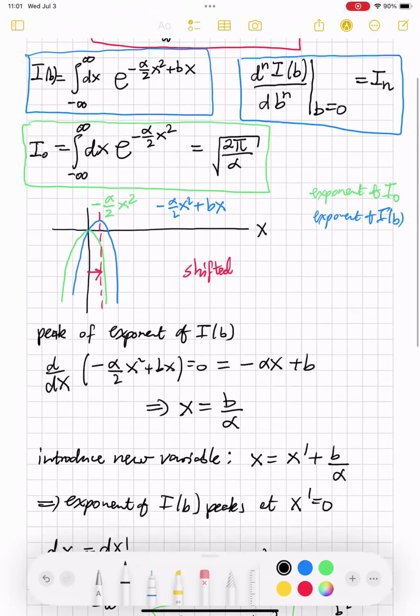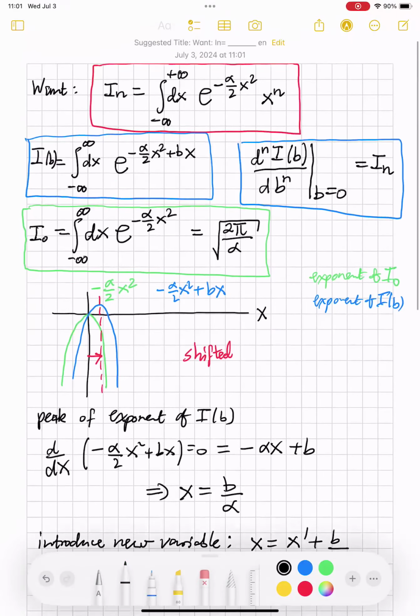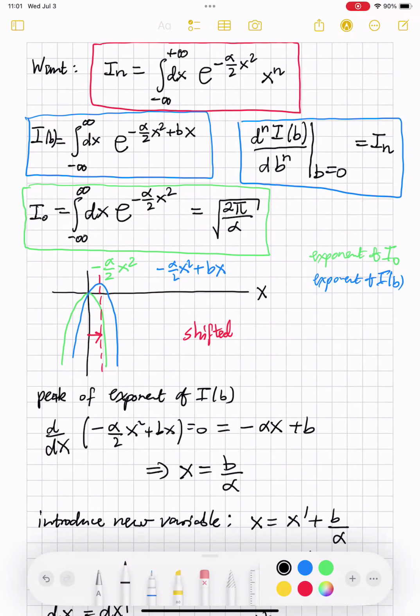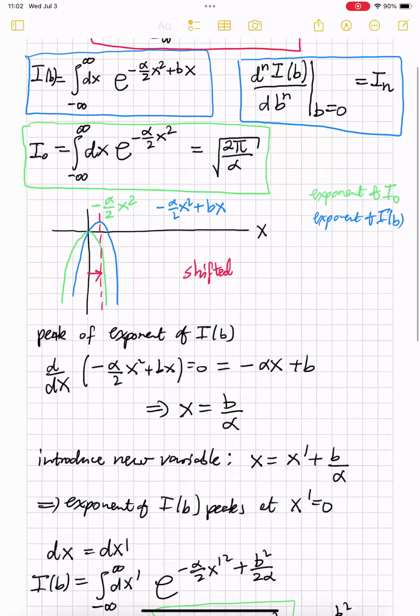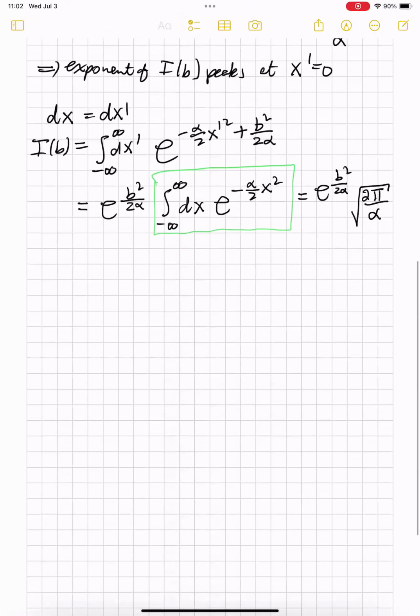So let's just recap the logic. We wanted to work out In. Instead of working out In, we said, well, let's work out I of b. And the point was that we could get In by taking derivatives of I of b and evaluating things at b equal to 0. And what we've just learned now is we can actually calculate I of b knowing nothing more than I of naught. So this is exactly the logic that we want to mimic when we want to evaluate the path integral. So let me start sketching out how that argument works.